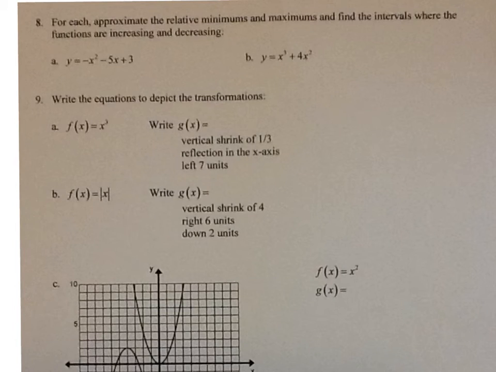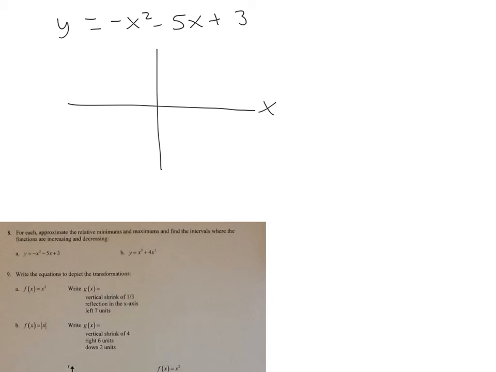Okay, so number 8, you have to find the relative mins and max, and the intervals where it's increasing and decreasing. So you're going to draw a picture. So I'm going to start with the first one. So we have y equals negative x squared minus 5x plus 3. And we're going to plug it into the calculator, and we're going to get ourselves a picture. And you're going to draw a sketch. Okay, so my graph looks like this.